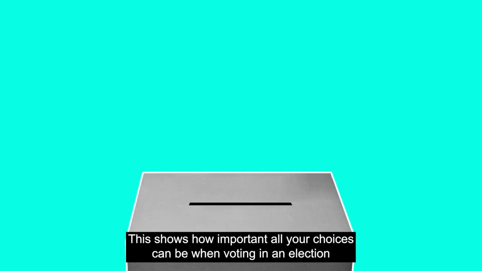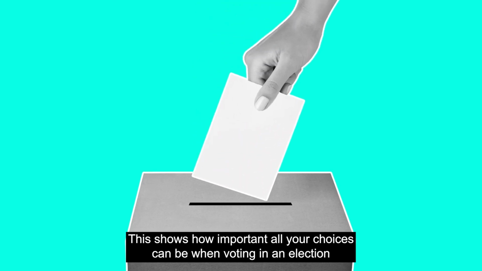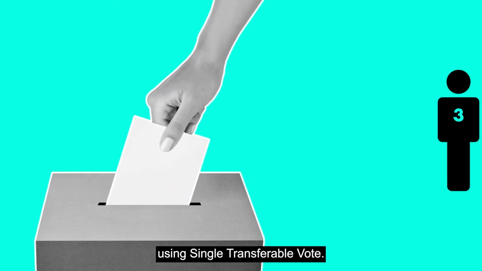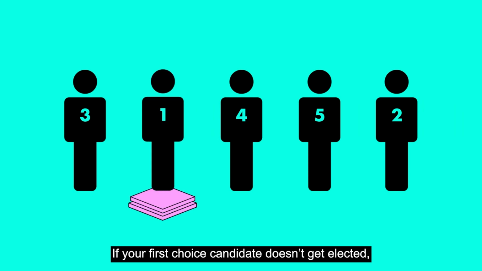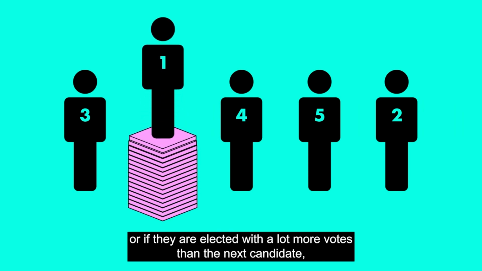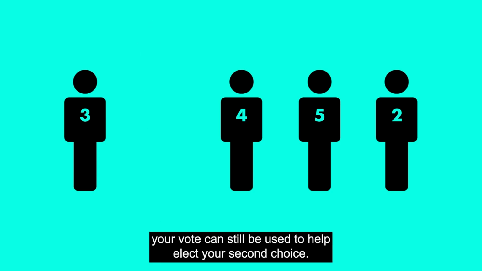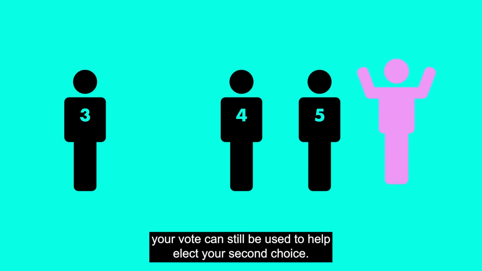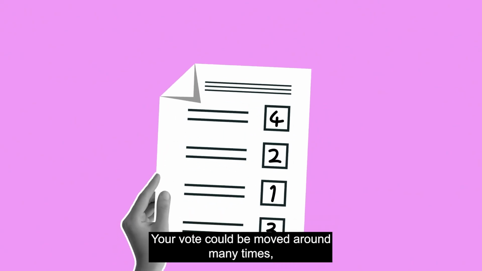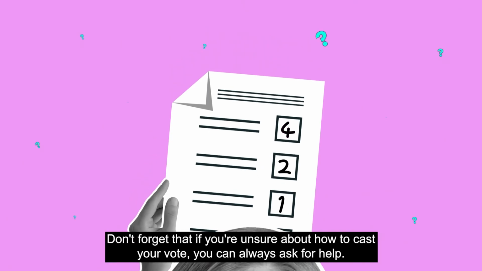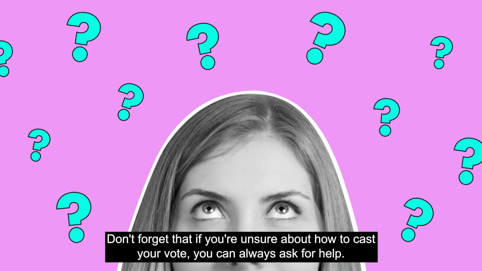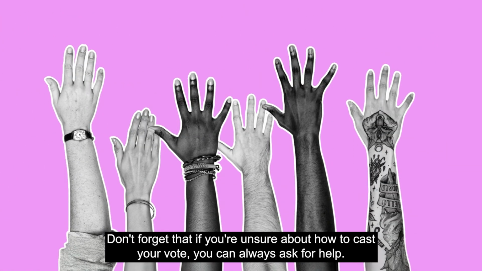This shows how important all your choices can be when voting in an election using single transferable votes. If your first choice candidate doesn't get elected, or if they are elected with a lot more votes than the next candidate, your vote can still be used to help elect your second choice. Your vote could be moved around many times, playing a part in electing some or all of the positions in your area. Don't forget that if you're unsure about how to cast your vote, you can always ask for help.